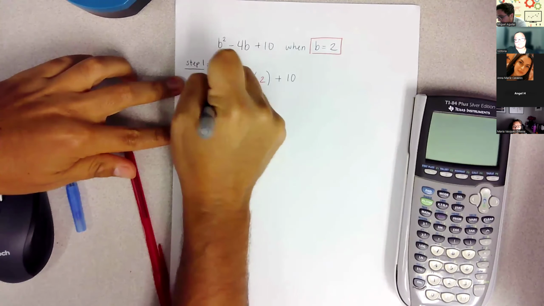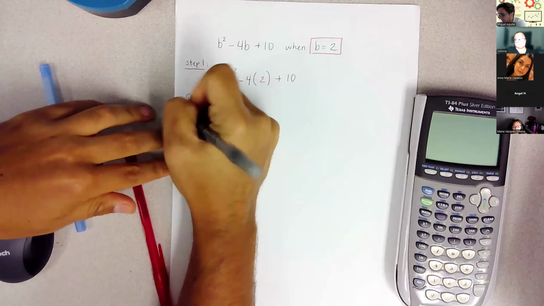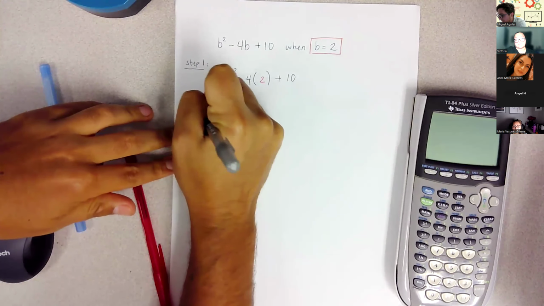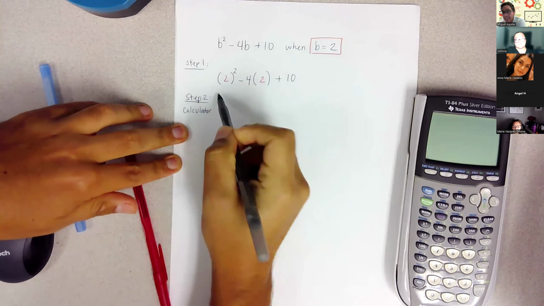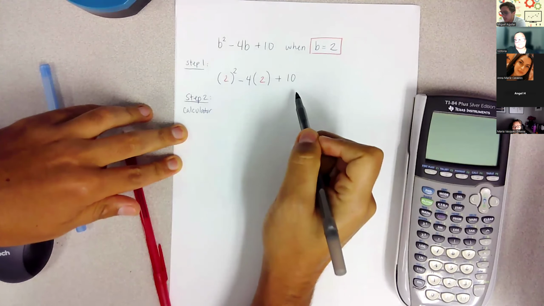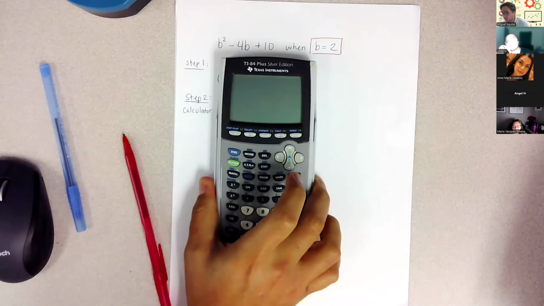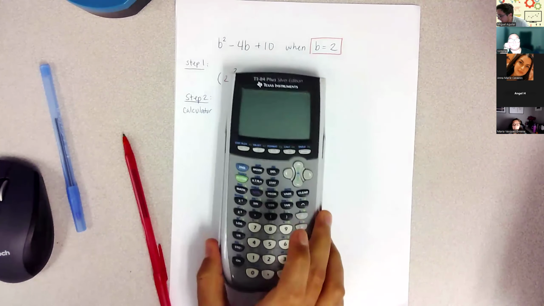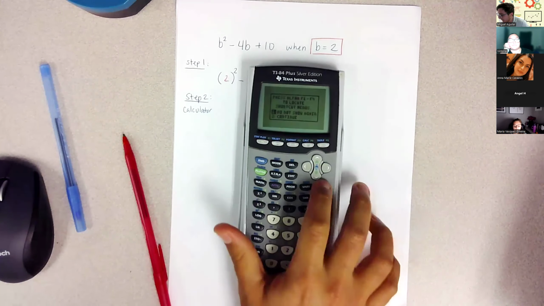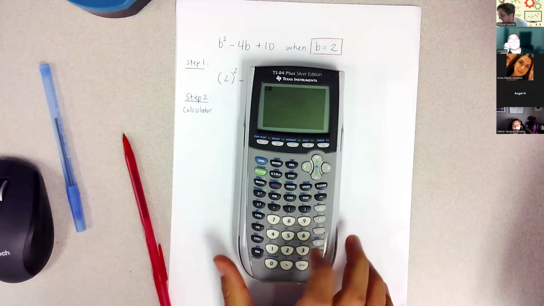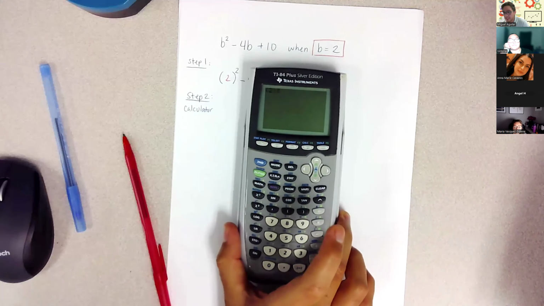Step 2 is going to be just type into the calculator exactly what you wrote down, with the parentheses and all. So for a moment, hopefully you guys can see this, I'm going to turn on my calculator: parentheses, 2, close the parentheses.